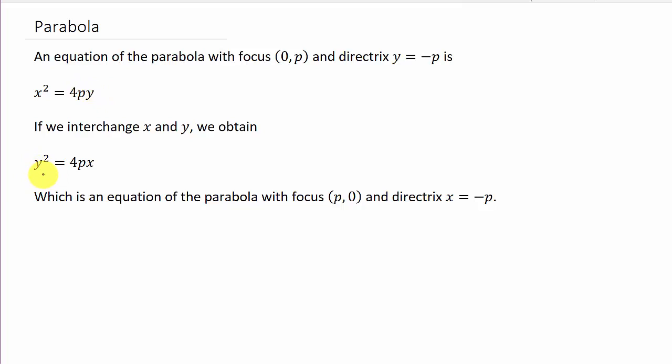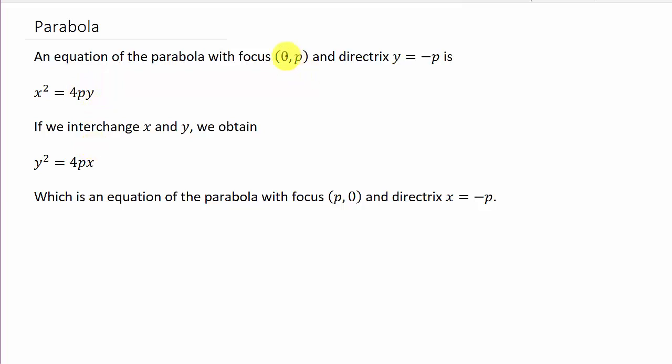And then we have one that's going to open either left or right. y squared equals 4px. See, the y is squared. And whether it opens left or right is going to depend on p. Remember, for one that opens to the right, p will be positive. One that opens to the left, p will be negative. And same thing up here. If p is positive, it'll open up. If p is negative, it will open down.